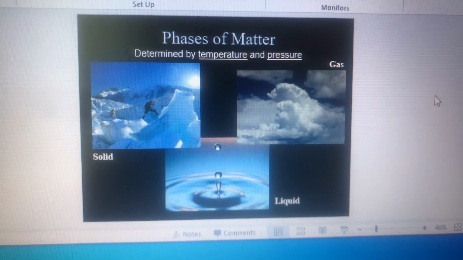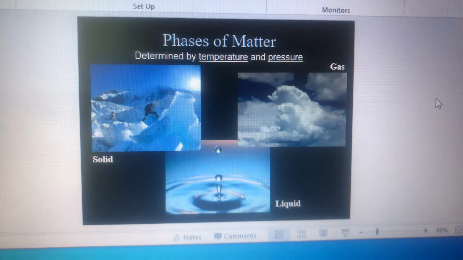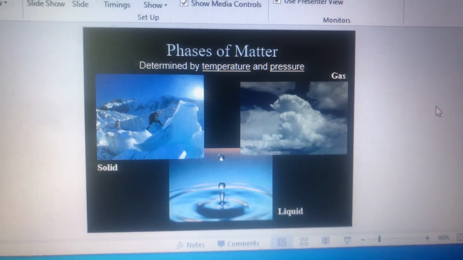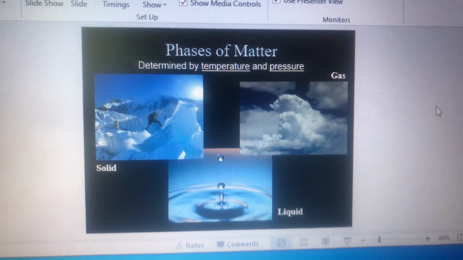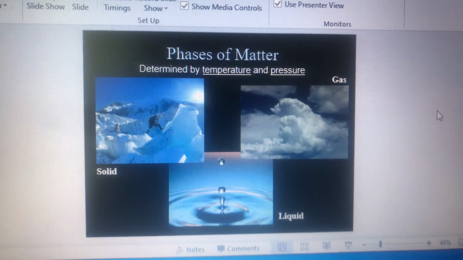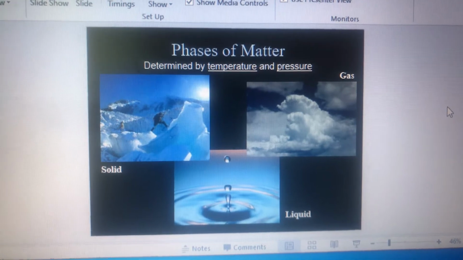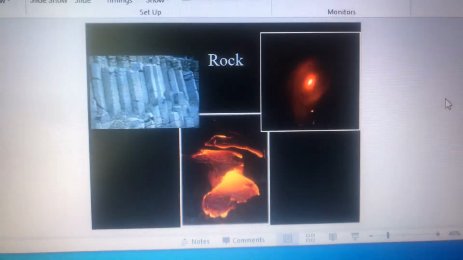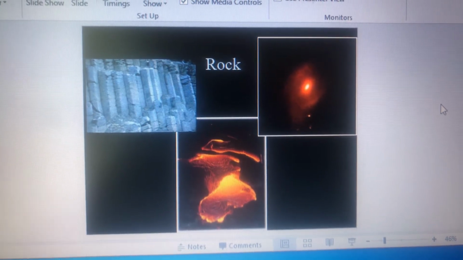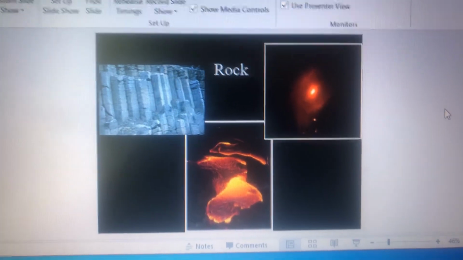Phases of matter, we've talked about this in chemistry. You've had it in your earlier classes in middle school, and you've probably had it some with me. We talked about it. Solids, liquids, and gases. And the phases of matter are determined by temperature and pressure. Those are the two components that determine whether or not it's a gas, a solid, or a liquid. Rocks, okay. Liquid, you can see the molten lava there on the bottom, and then the gases that surround that particular planet.